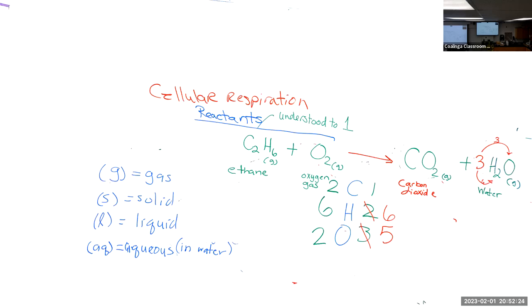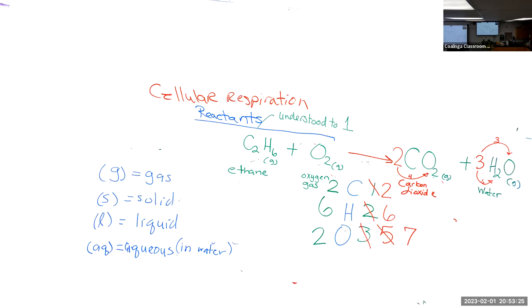Okay, what do I need to do next? Is my carbon balanced? Maybe we should start with balancing the carbon because there's one source for carbon on both sides, right? So how can I balance out my carbons? Putting two. Okay, so let's put a two. So now we have two carbons. How many oxygens? It's going to be four. Okay, so we have four plus, how many do we have over here? Three. Four plus three? Seven. So now we have seven oxygens. Is that balanced?